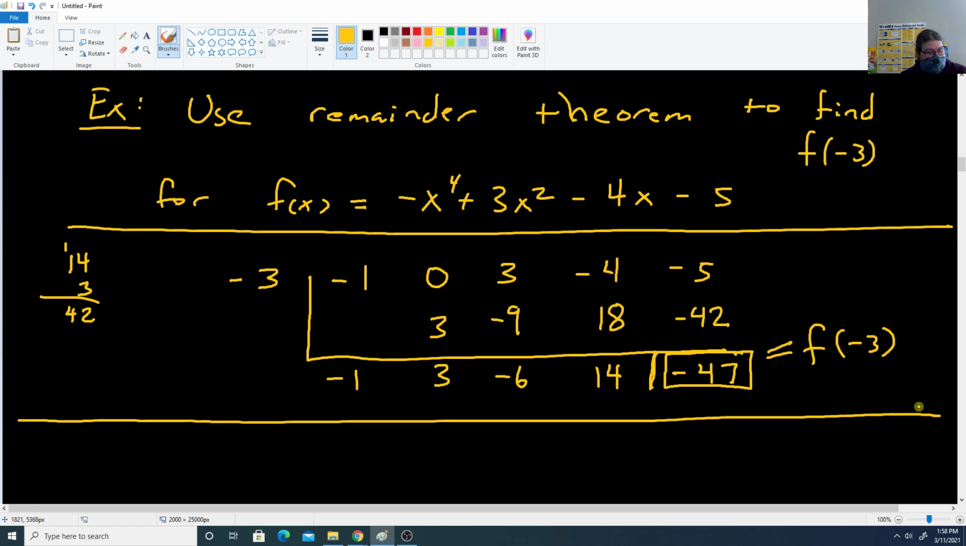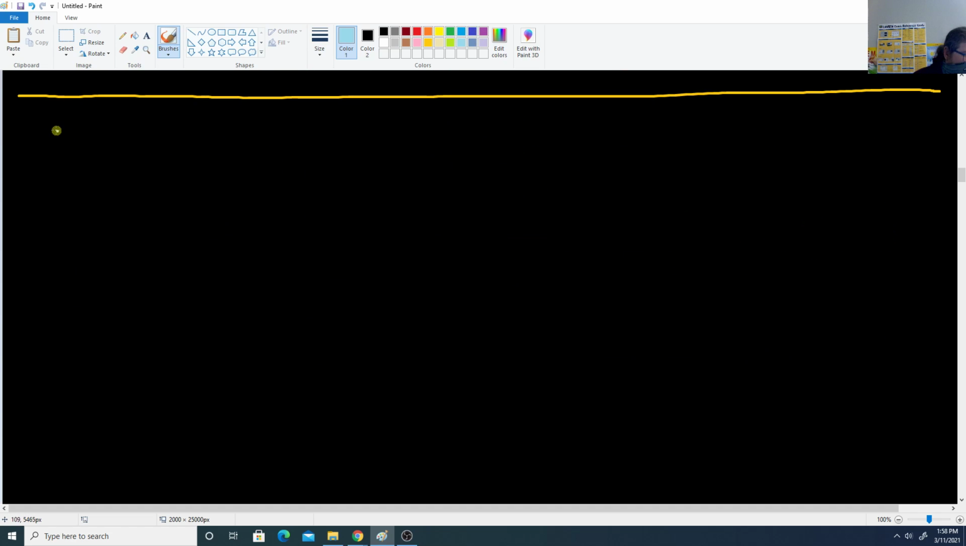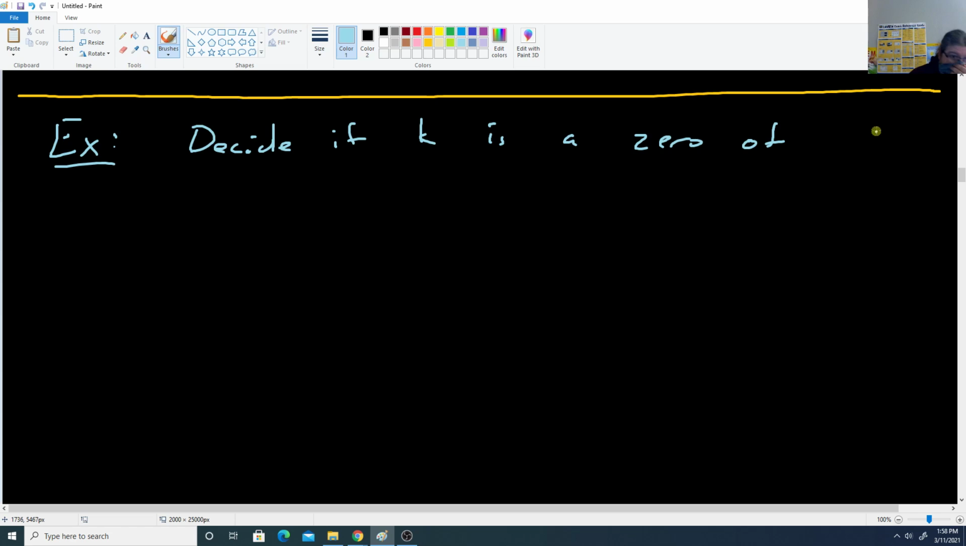Okay, so the last example that we're going to look at from this section is using the remainder theorem to do one other thing. So for this example, they say decide if k is a 0 of f of x, and I'm going to leave a little bit of space here to write some more notes.